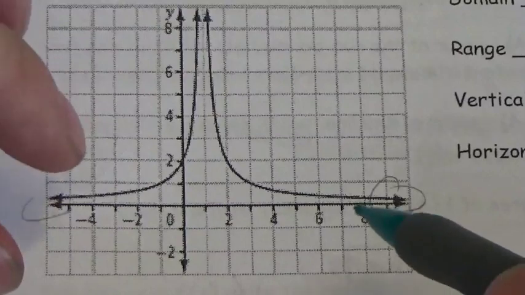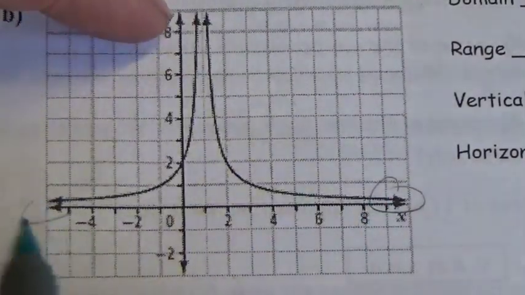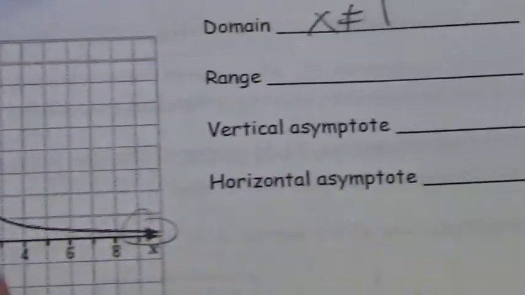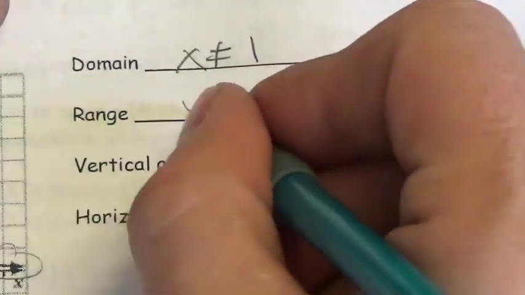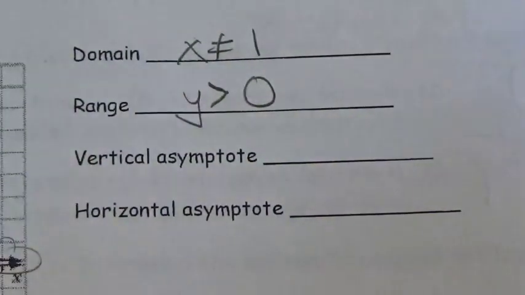Now, the graph is never below 0. But based on the way this is drawn here, I'm assuming it never gets to 0 either. So my range is actually going to be, in this case, that y must be greater than 0. Not even or equal to, just greater than 0.